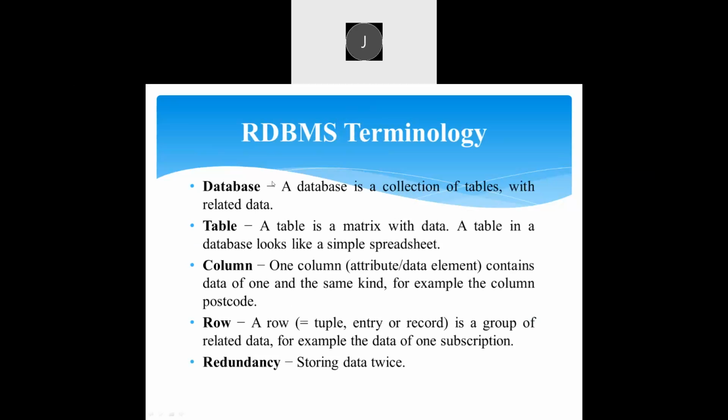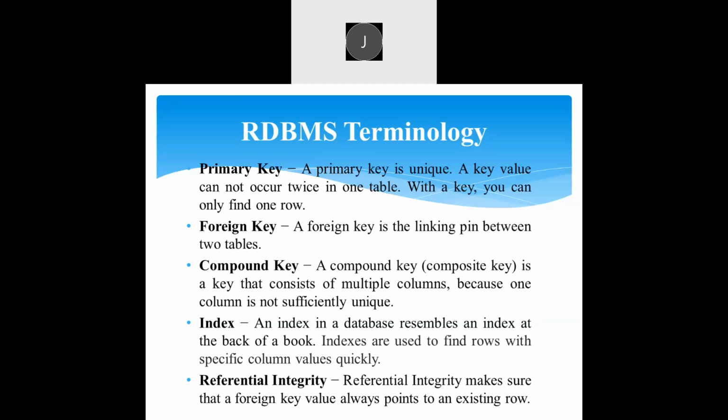So some terminologies: a database table is a matrix, a column can also be called an attribute, a field or a data element, and rows can also be called a tuple. Furthermore, about the keys, we have primary key, foreign key, compound key, index, and integrity reference. This is the aim of any table to achieve.